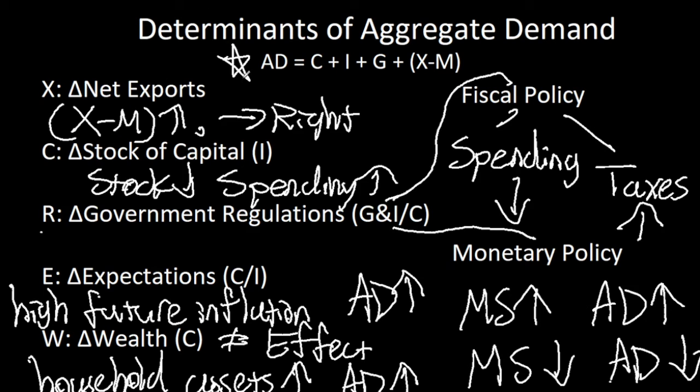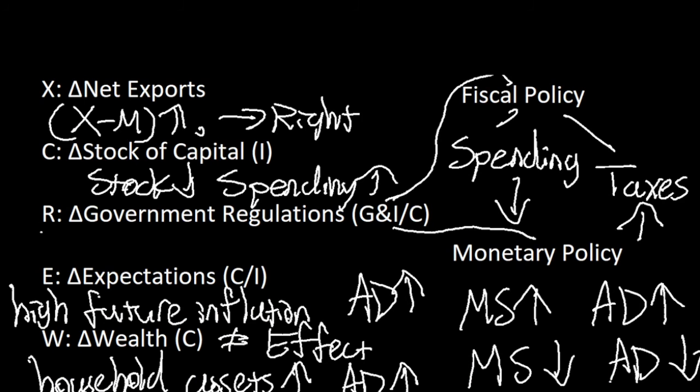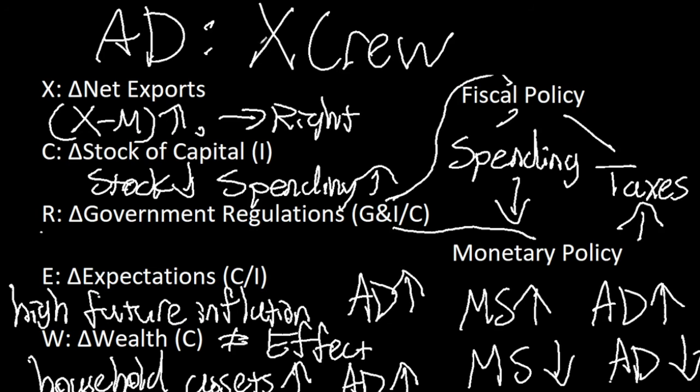However, this seems quite confusing, and so we have a GPAG, this acronym that I already mentioned earlier. So the determinant for aggregate demand is X-crew. This comes from combining all of the main letters from the acronyms. We first have X for net exports, C for capital, R for regulations, E for expectations, W for wealth. It spells out X crew. Imagine the X-Men, but just better.